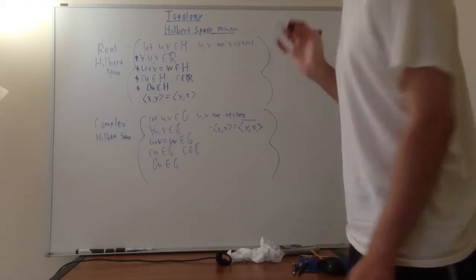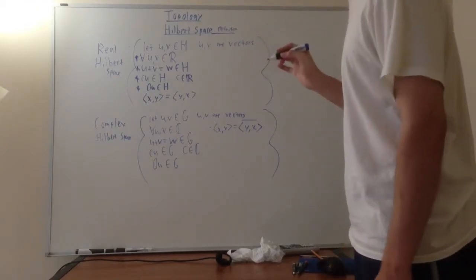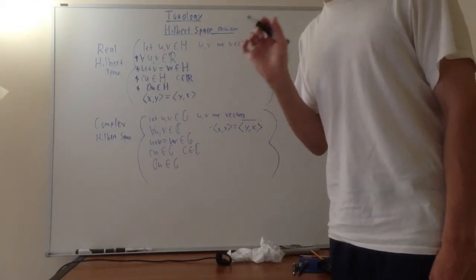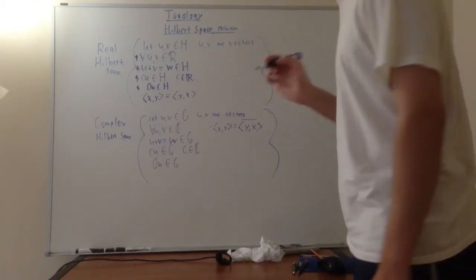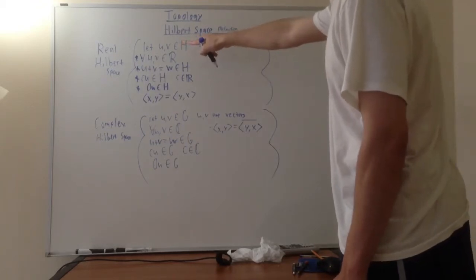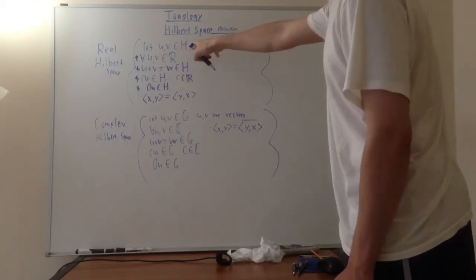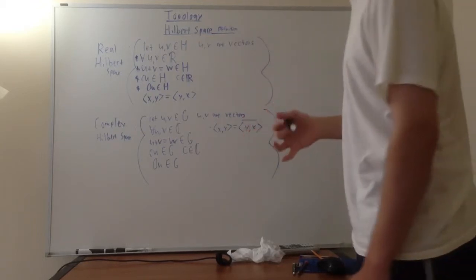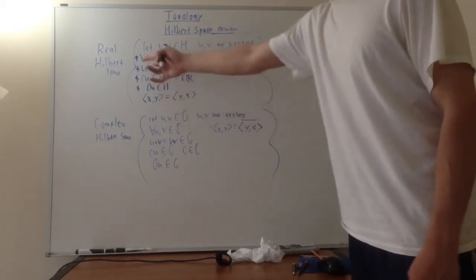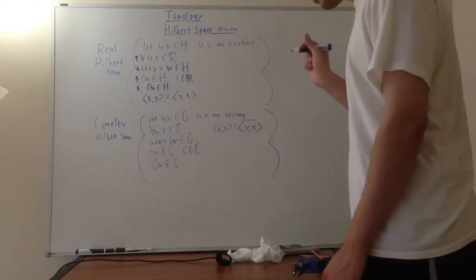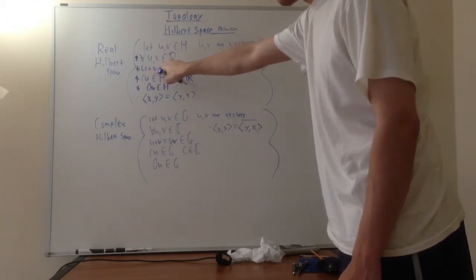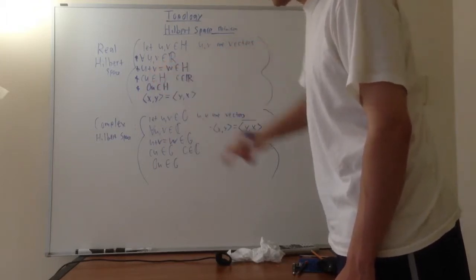So for a real Hilbert space, what exactly is that? A Hilbert space is really a vector space that has an inner product. Let's start with the standard vector space definitions. Let U and V be members of H, where H is a vector space, and for every U and V is a real number, because right now we're dealing with the real Hilbert space. And of course, the vector space has to be closed under addition, and also closed under scalar multiplication.